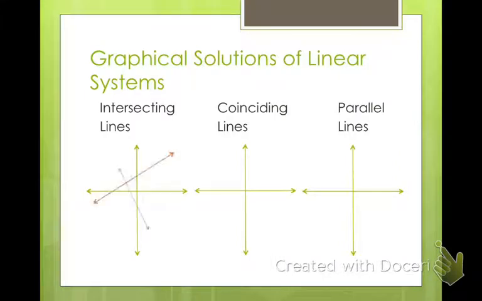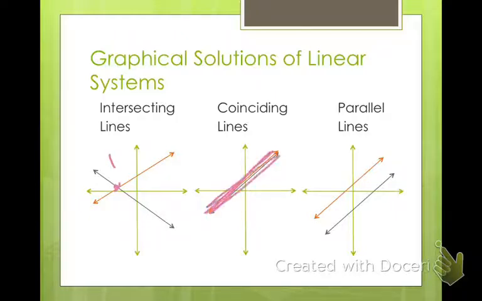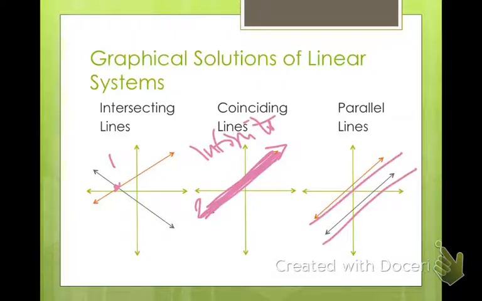So when we have intersecting lines, they're going to cross at a single point. If we have coinciding lines, that means they are the same line twice, and then parallel lines. So how many solutions do we have for each one of these? Well, if we have intersecting lines, there is just one point where they intersect, so this is going to be one solution. Coinciding lines, we basically have the same lines over each other, so how many solutions do we have with those? We'll have infinite solutions. And then parallel lines, how often do they cross? They don't ever cross, so there's no solution for these.